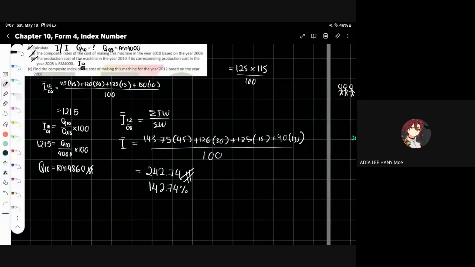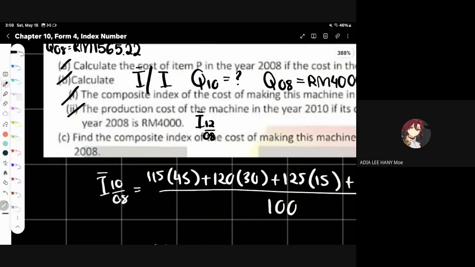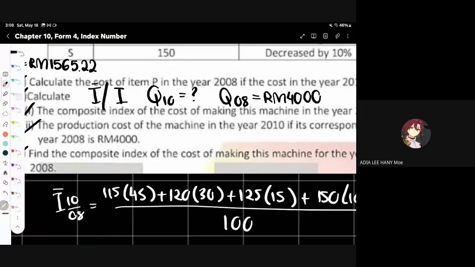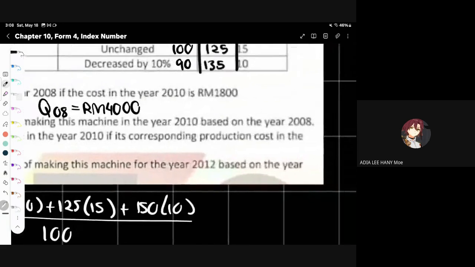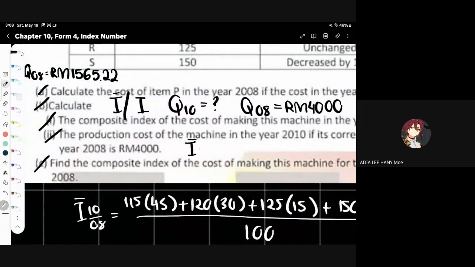So for this question, how do you know when to do this? Here's my tip for this question. Whenever you find this question, always remember to write the formula first. So I composite, for 2012 and 2008. And then remember, I dash or I composite index, there are two formulas. One involves the Q. The other one involves the I. But you have to know which one to choose.